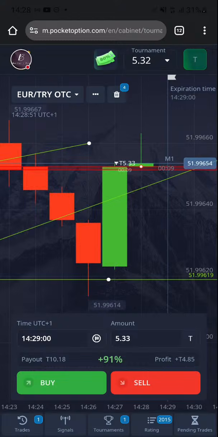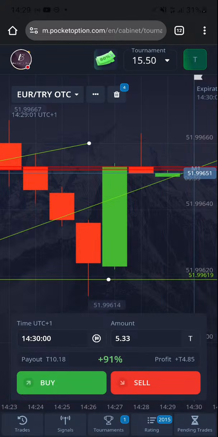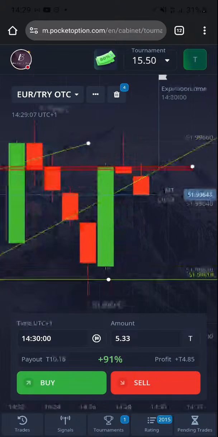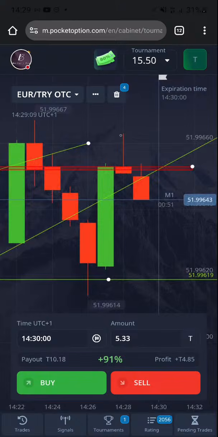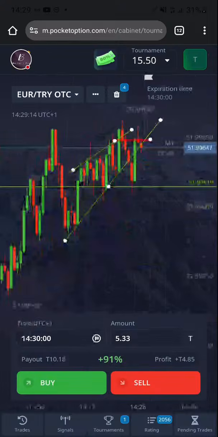I expect those sellers to enter the market, but okay, let's see. All right. That was nerve-wracking because they went all the way to this place before pushing down. But that's a good one.